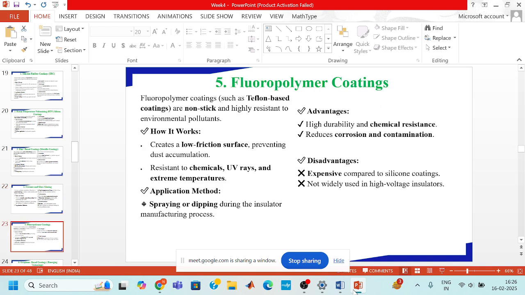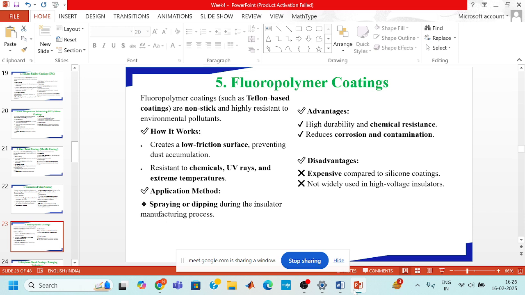So the next coating is fluoropolymer coatings. Fluoropolymer coatings, also known as Teflon-based coatings, are non-stick and highly resistant to environmental pollution. It creates a low friction surface that prevents dust accumulation, and it is resistant to chemicals, UV rays, and extreme temperatures.